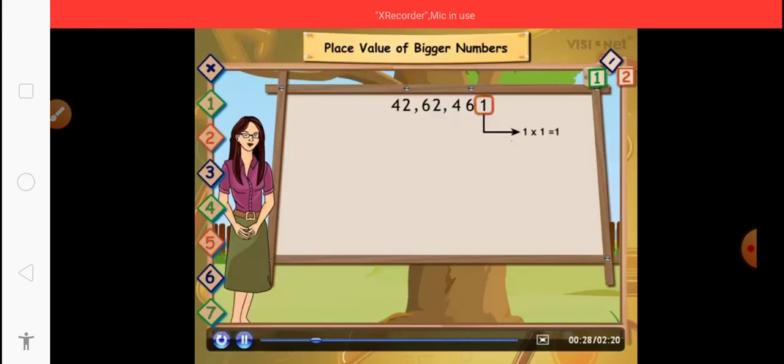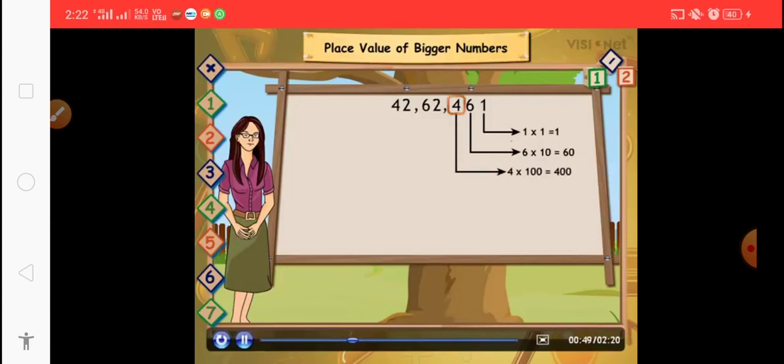Similarly, look at the digit at 10's place. It is 6. So its place value is 6 multiplied by 10 is equal to 60. Similarly, now look at the digit 4. It is at 100's place. So its place value is 4 multiplied by 100 is equal to 400. Similarly, we can find the place values of all the digits like this.